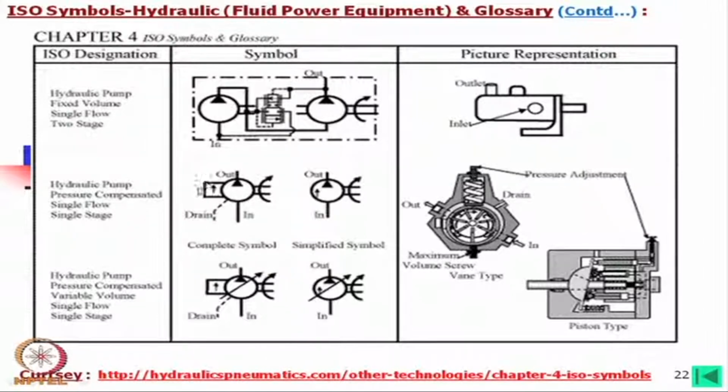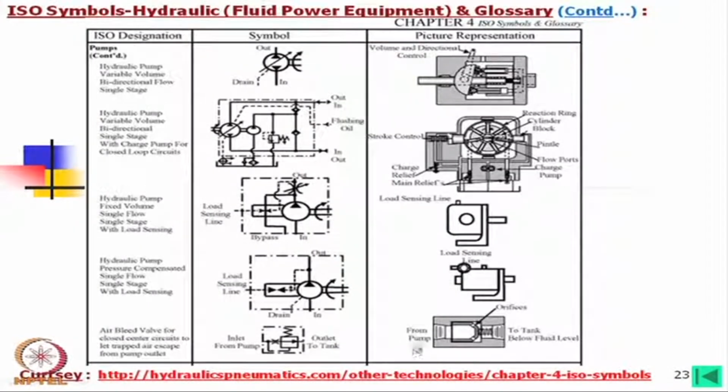We have drain flow and the pressure compensated sign is present like this. In that case, what we find, hydraulic pump pressure compensated variable flow. Adding this arrow means it is variable flow, single stage. In this case, what we find is that this is variable displacement, a drain is there and it can supply in both directions. So, we should call this a hydraulic pump, variable volume, bidirectional flow, single stage.